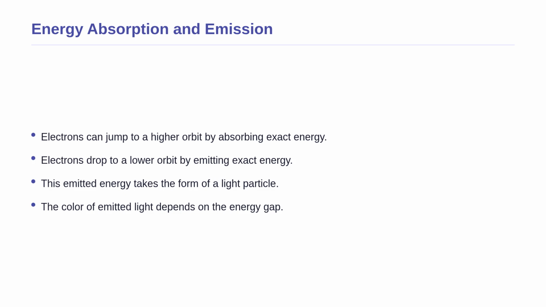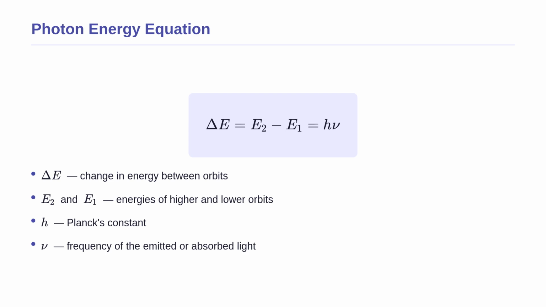Because the steps have fixed energy gaps, the atoms emit very specific colors of light. A large gap produces high-energy blue or ultraviolet light, while a small gap produces lower-energy red or infrared light. To calculate exactly what color of light is produced, we use the photon energy equation. Conceptually, this formula simply states that the energy of the light matches the energy difference between the two orbits.